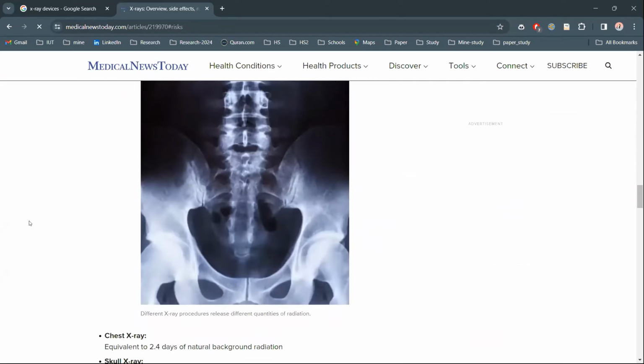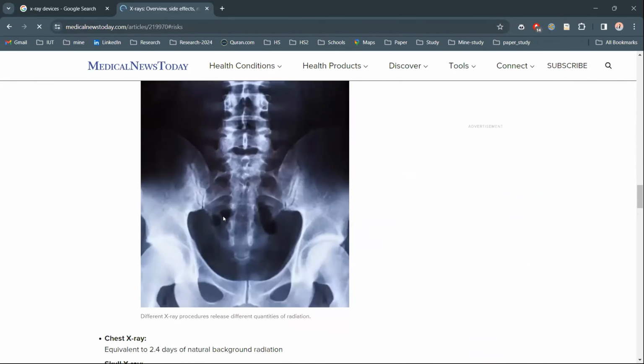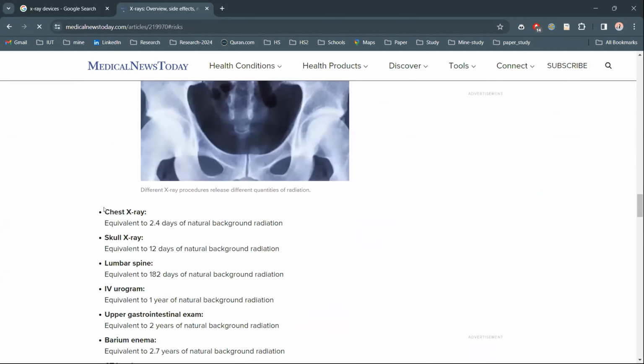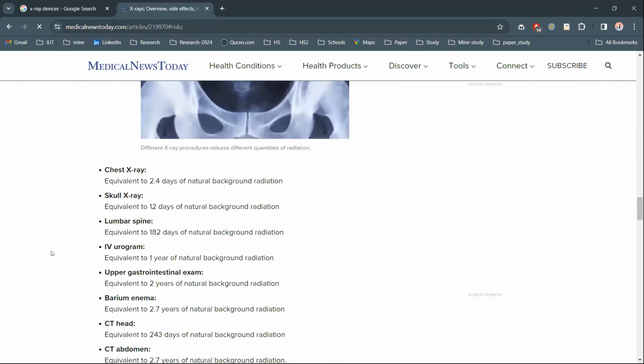And if I go a little bit later, you can see there are different types of X-ray, depending on which portion of the body you are performing the X-ray. We can perform a chest X-ray, and you can see this chest X-ray is equivalent to 2.4 days of natural background radiation. Normally we have some radiation in our environment. When you perform a chest X-ray, you get the radiation of this amount of days within the 5 or 10 seconds that you are exposed to the X-ray. Within a short period of time, you get this much exposure.